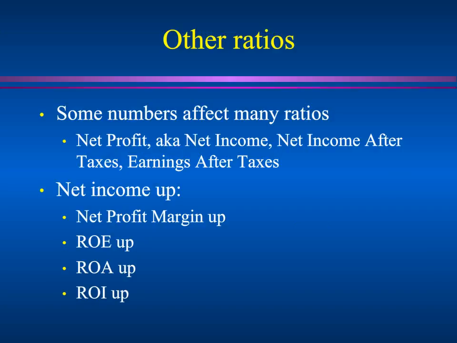As you may have noticed during the ratio things we've been doing, some numbers show up many times in the ratios. Net profit or net income after taxes, earnings after taxes, whatever you want to call it, shows up, of course, in the net profit margin. If we look at the return on earnings, if the net income comes up, the return on earnings ratio is up. Same with return on assets, return on investment. So those are three, four ratios that if we increase the net income or the net profit, then those ratios increase too.